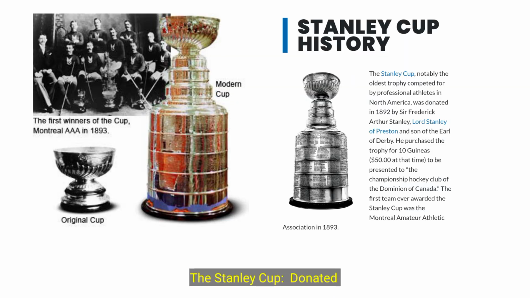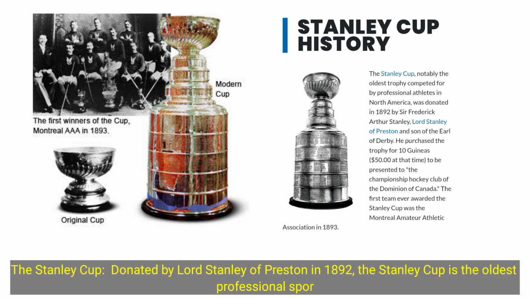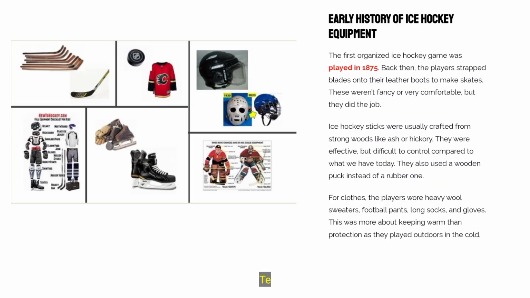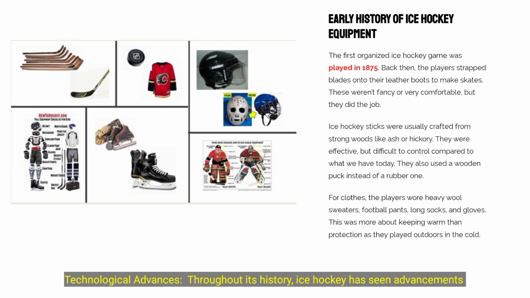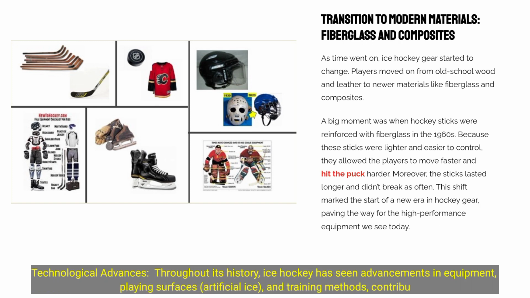Key moments and developments. The Stanley Cup. Donated by Lord Stanley of Preston in 1892, the Stanley Cup is the oldest professional sports trophy in North America and the most coveted prize in the NHL. Technological advances. Throughout its history, ice hockey has seen advancements in equipment, playing surfaces, artificial ice, and training methods, contributing to the speed and skill of the modern game.